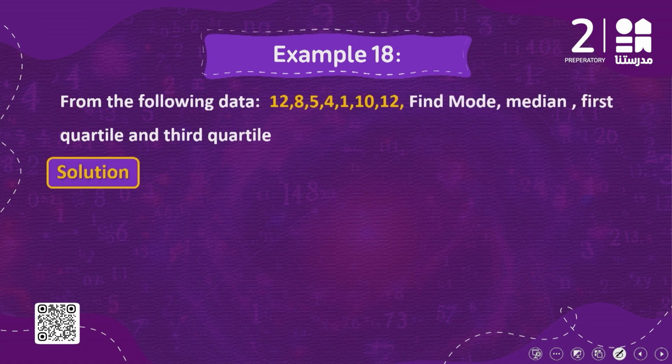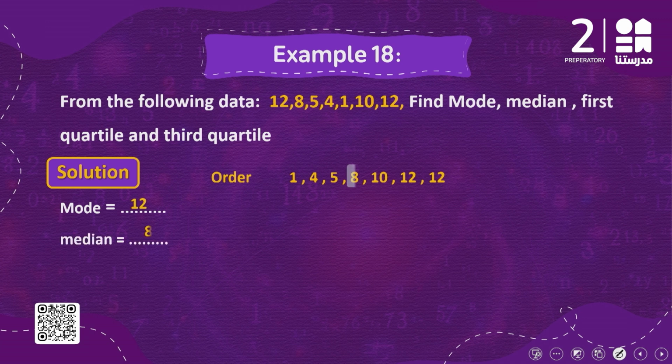From the following data, find mode, median, first quartile, third quartile. Arrange them first for sure. To find the mode, here 12. To find then the median, the middle value is 8, as it's at the middle between these 3 values and these 3 values. The first quartile, for sure it will be this one. The third quartile will be this one. So median is 8, first quartile is 4, third quartile is 12.